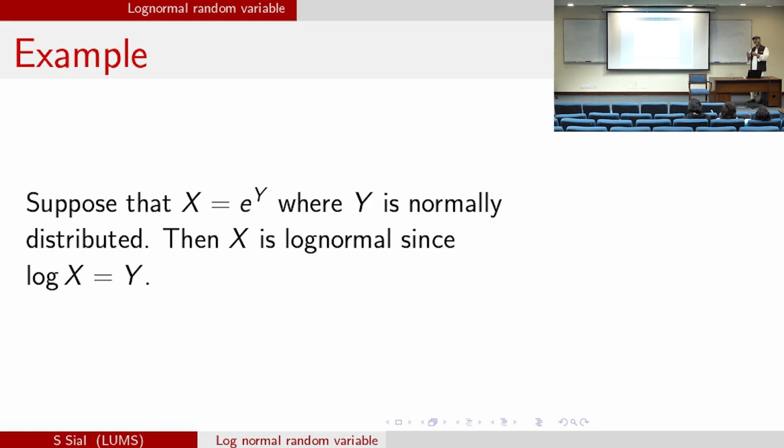But mu is not the expectation of x, and sigma squared is not the variance of x. Mu and sigma squared are the expectation and the variance of y, okay? Y, which is equal to log x. So they would also be the variance and expectation of log x. Yeah, because log x is exactly y.